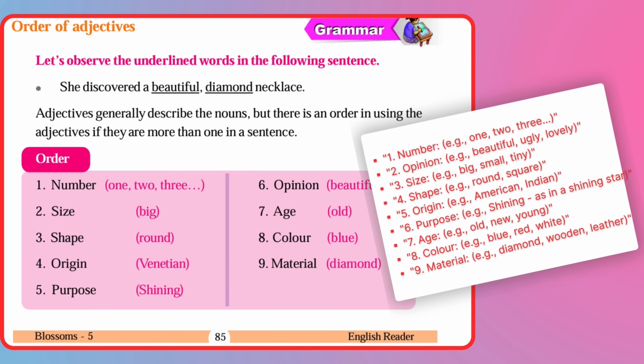In the textbook, there is an example given over there. The textbook gives an example: She discovered a beautiful diamond necklace. You can see there at the top. Here, beautiful is an opinion adjective and diamond specifies the material. So, opinion comes first and material comes at the end. Notice how opinion comes before material in a specific order. Understanding the order prevents sentences from sounding awkward or incorrect. So, for our students, we can introduce these categories gradually using visual aids and engaging examples from their daily lives.